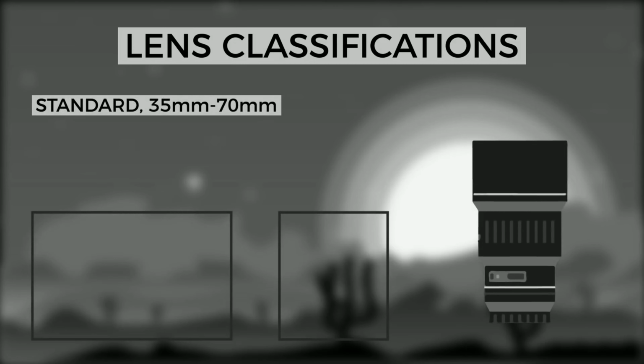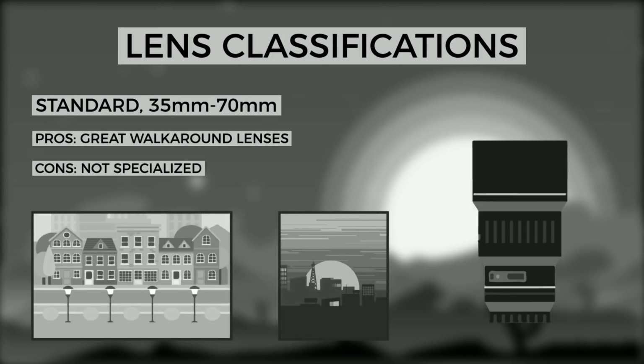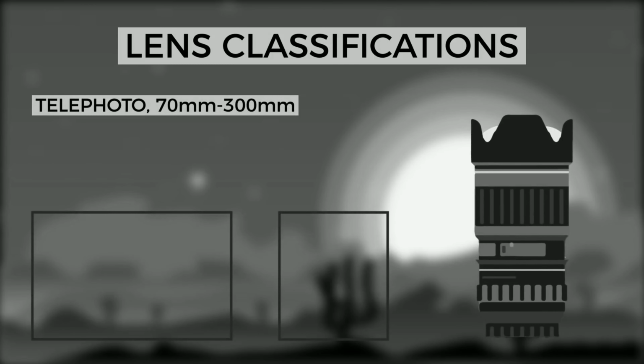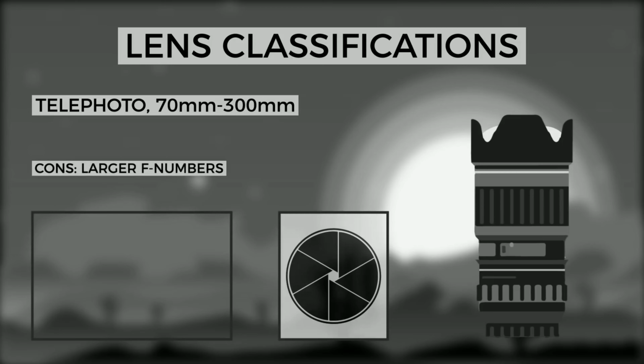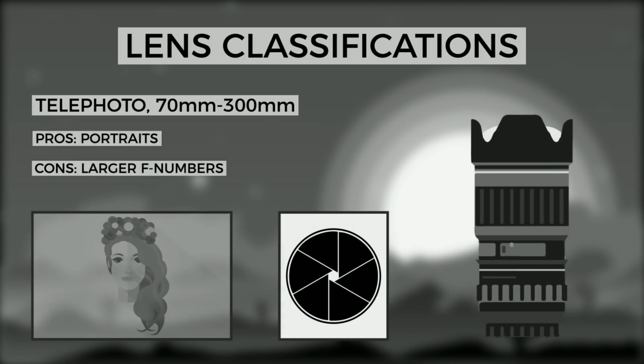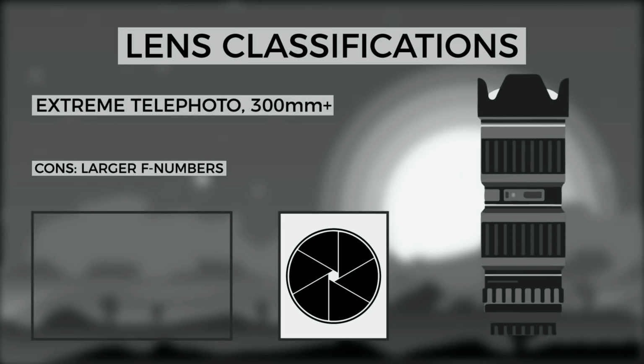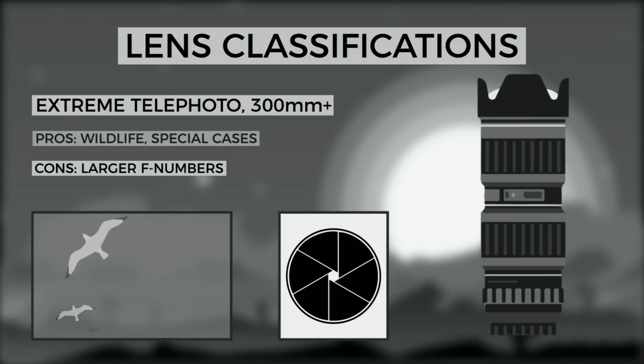Standard lenses with focal lengths between 35mm to 70mm produce images that most closely reproduce what our eyes see. They are great walk-around lenses and very popular. Telephoto lenses typically start around 70mm and end around 300mm. Portrait lenses fall in this range, and as you increase focal length, telephoto compression will cause foreground and background objects to appear close together. Extreme telephoto lenses round out the bunch with focal lengths exceeding 300 millimeters. These lenses are used for wildlife and situations where extreme magnification is required.